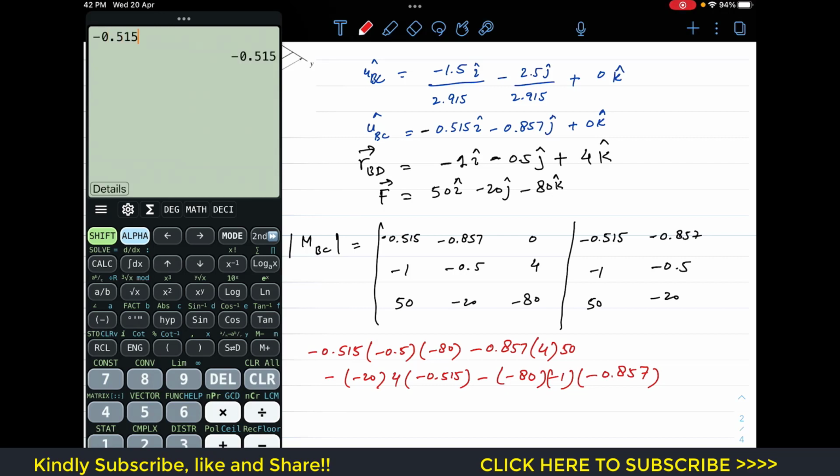So now we have to evaluate all these terms. The first term is minus 0.515 into minus 0.5 into minus 80. So this gives me minus 20.6, and then minus 0.857 into 4 into 50. This is minus 171.4. And then the third term is minus into minus, which is plus. So this is 20 into 4 into minus 0.515. This is minus 41.2. And then this is minus into minus, plus. This is plus 80 into minus 1 into minus 0.857. This gives me 68.56.